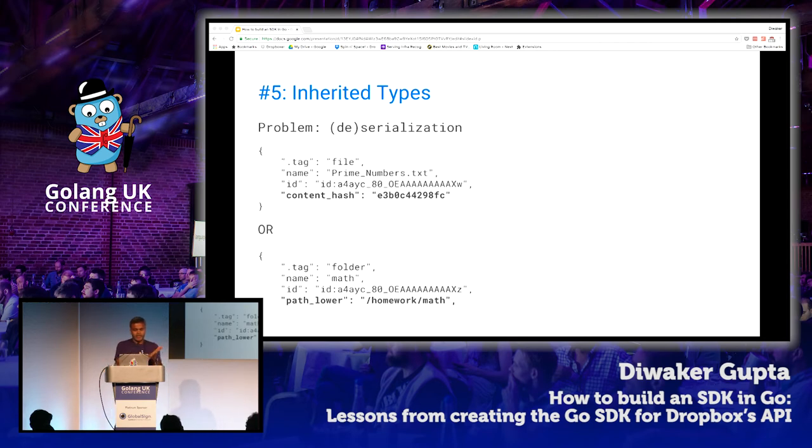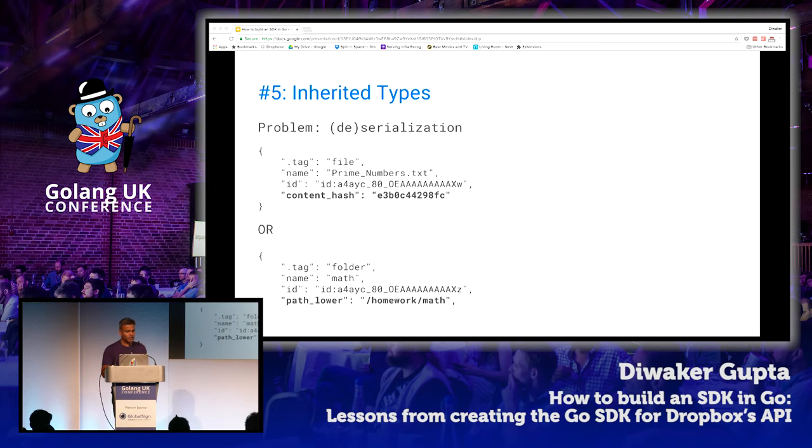The second problem with inheritance is, again, serialization and deserialization. If you look at the JSON representation of something that comes back from, at least in Dropbox's case, the JSON representation might have all fields corresponding to one type or the other type. If we look at the data structures that I defined earlier, and you try to use the default deserialization for either the base type or one of the subtypes, it won't work properly in all of the cases. So how do we go about solving this?